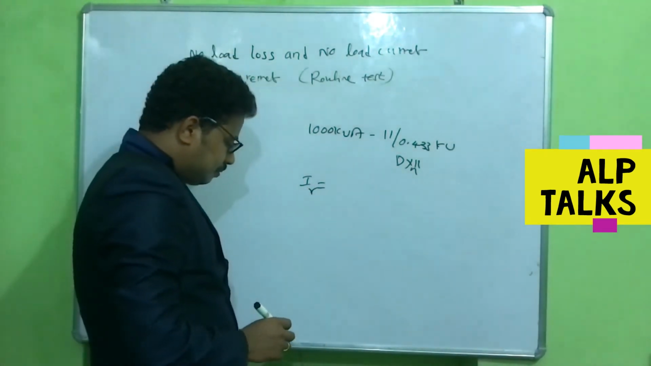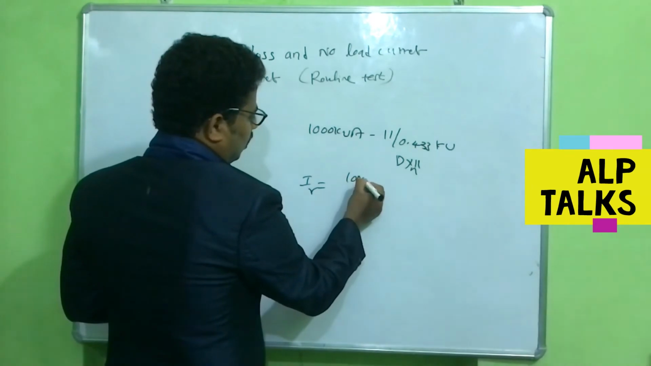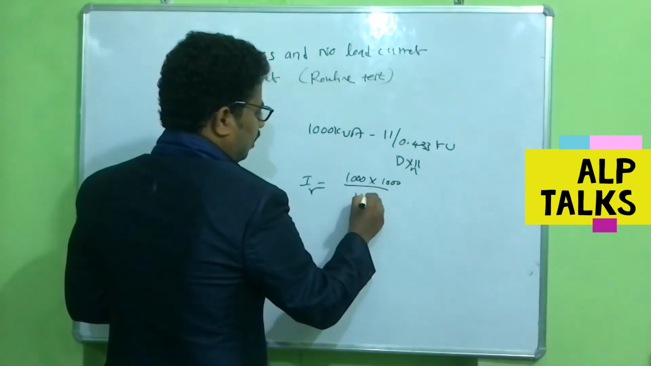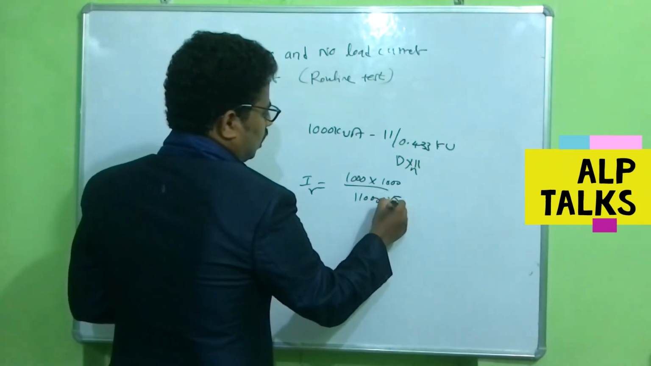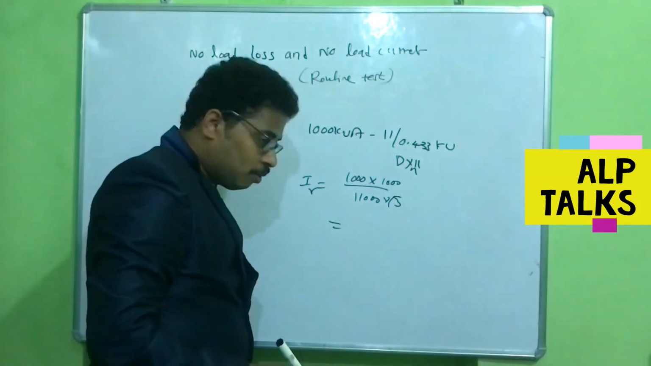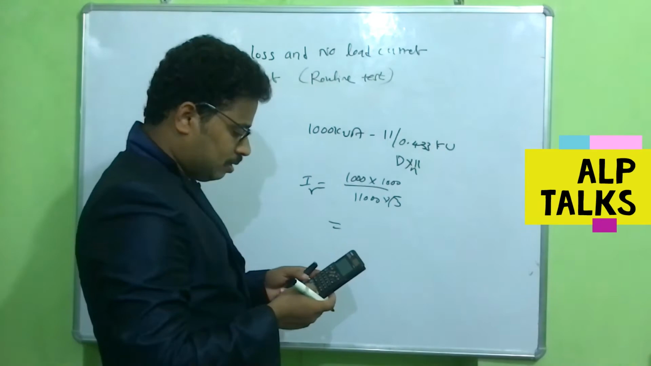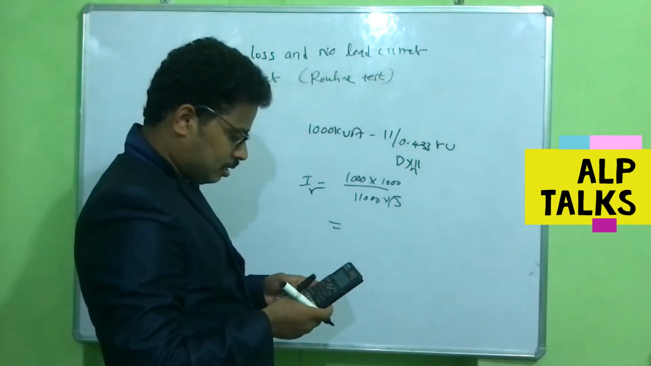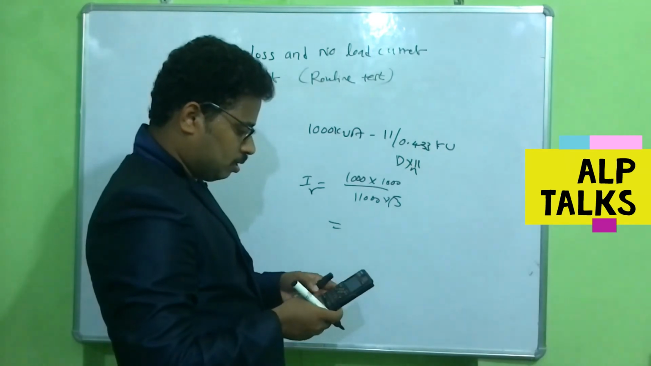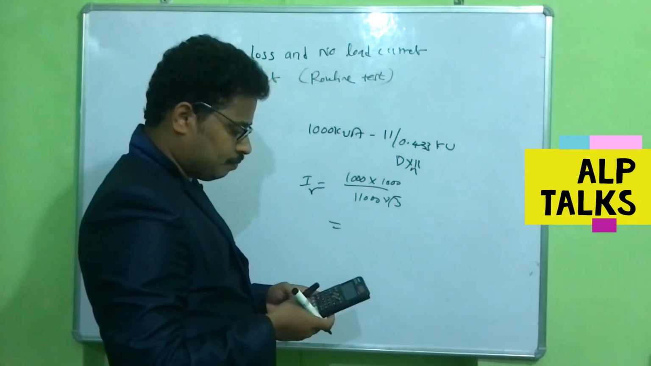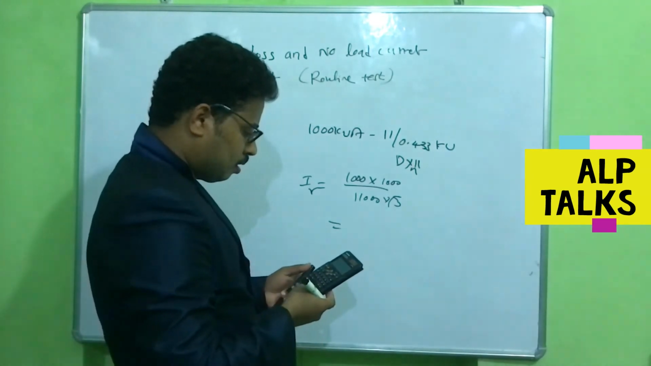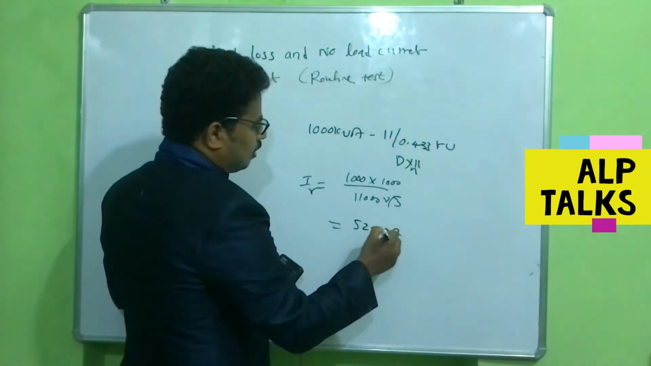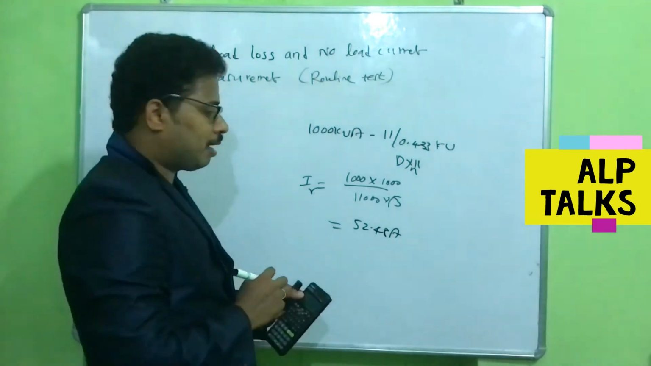So what happens is 1000 kVA, 1000 into the 1000 by 11 kV into root 3. We will get line voltage, I mean line current. So let's just calculate this. So you will get 52.48 ampere is the rated current from the primary side.